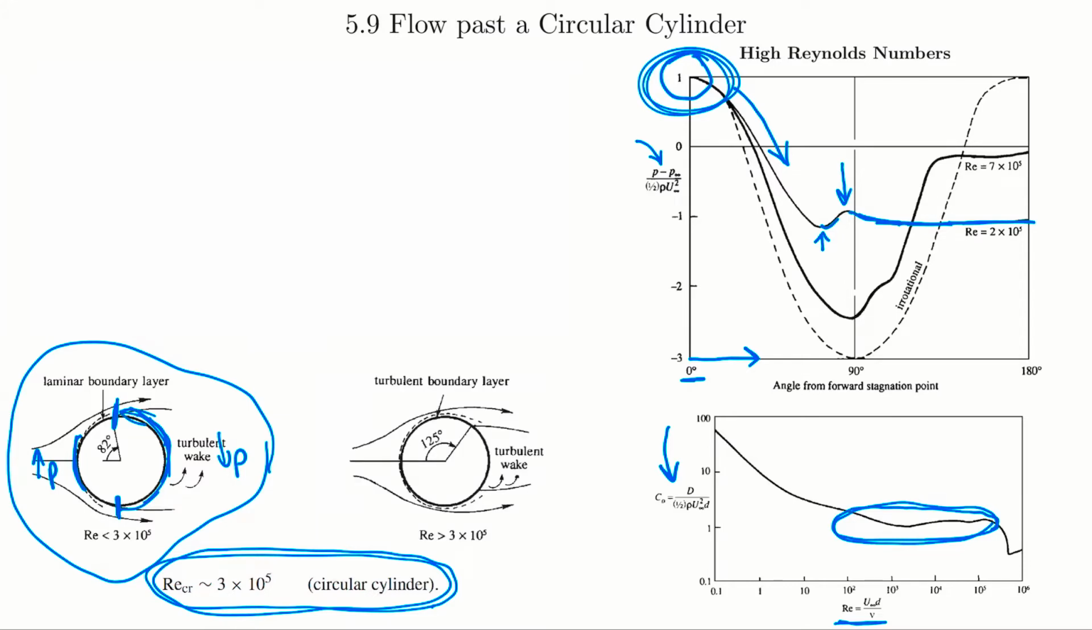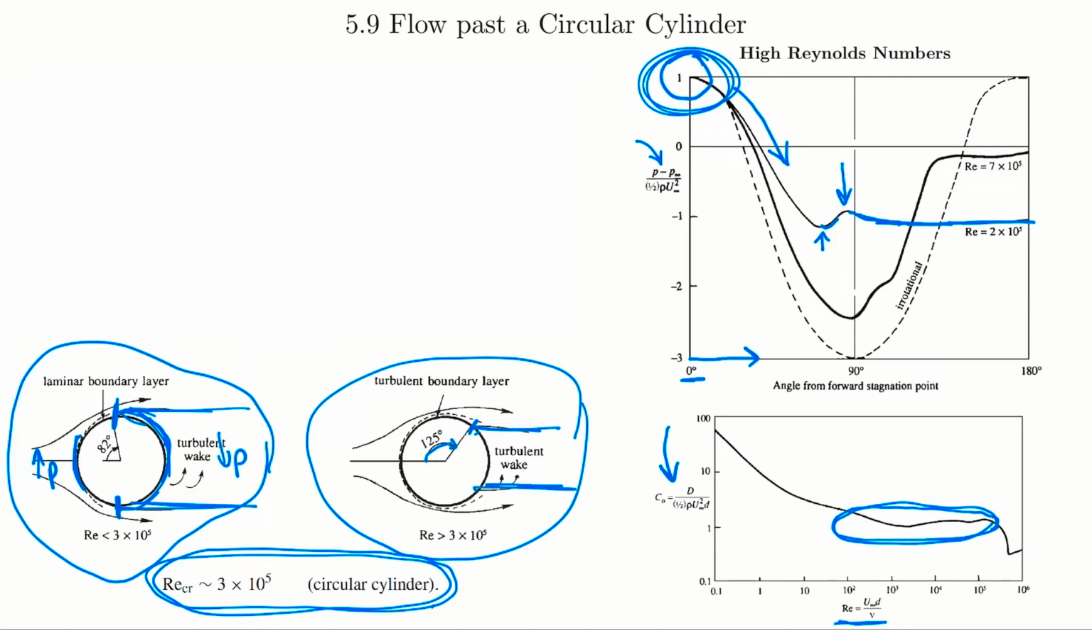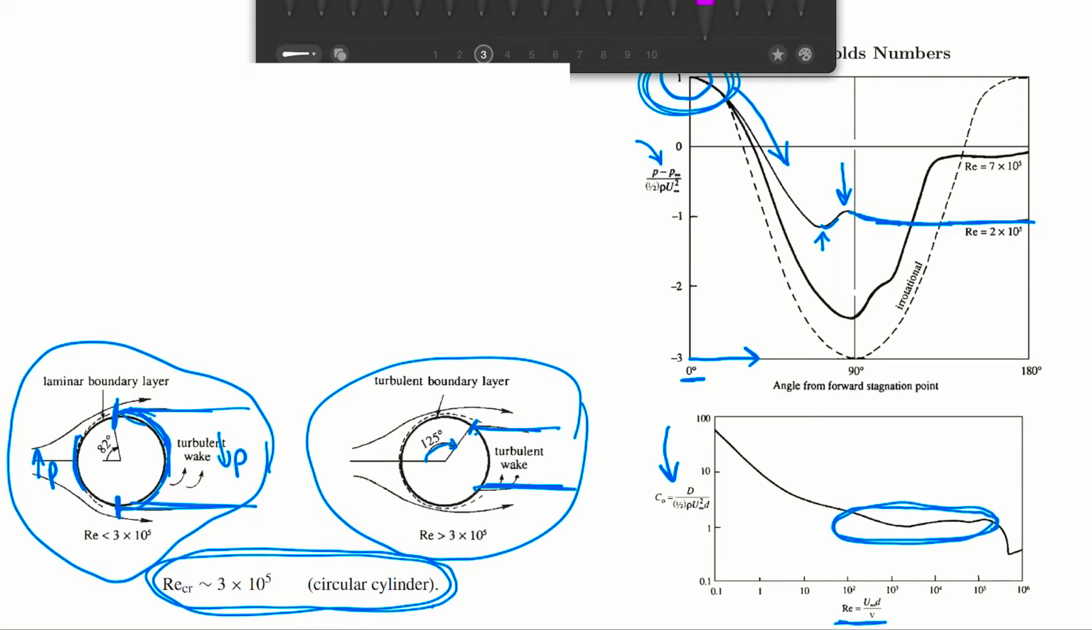That's shown over here in this picture, where the separation point has moved back to about 125 degrees, all the way back here, instead of 82 like in the laminar case. So we're going to have a much thinner wake behind this cylinder. This wake would have been this large here, and this one is shown as being about this large here. So it's much smaller, so it's pulling back less against the cylinder.